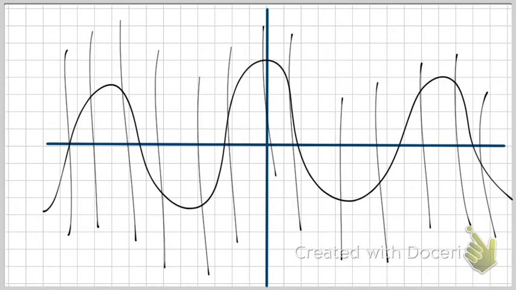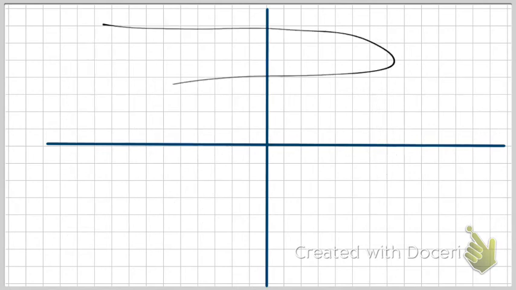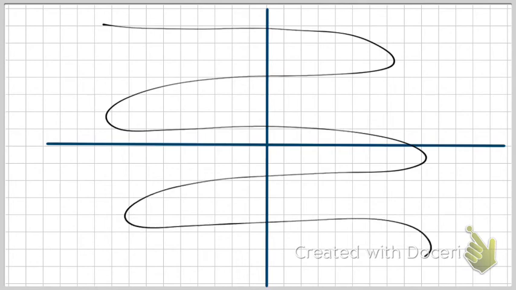This is a function. Now, conversely, let's think about something that looks very similar, but like this. When I draw a vertical line, can I get it to cross more than one point? And the answer is yes. Here, it crosses here, here, here, here, here. That domain of negative 1, 2, 3, 4 has a bunch of ranges.